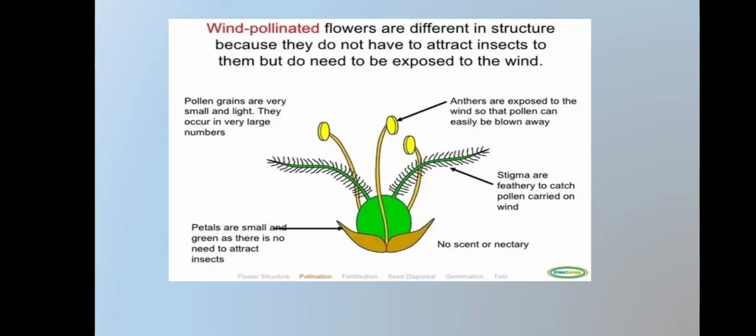Good morning, class. In the previous lesson, we learned about wind pollinated flowers. Wind pollinated flowers are different in structure because they do not have to attract insects to them but do need to be exposed to the wind.